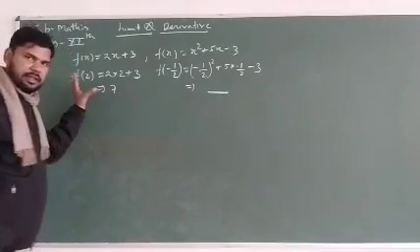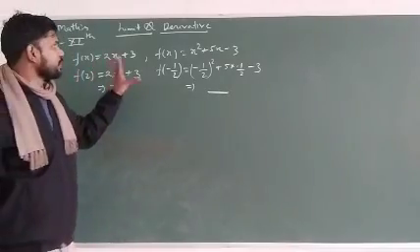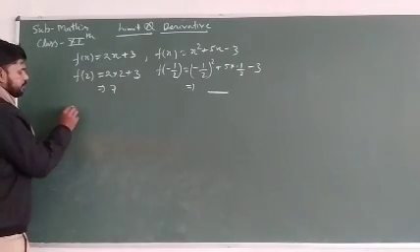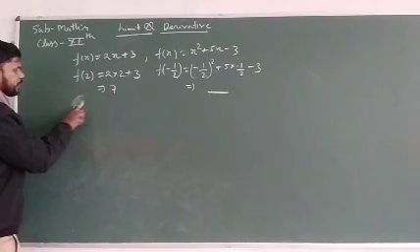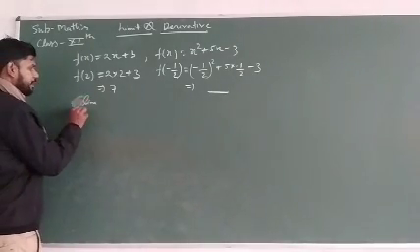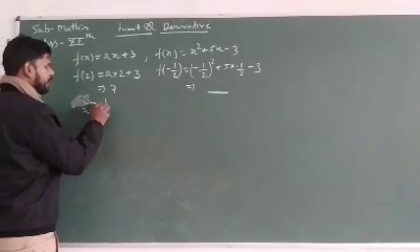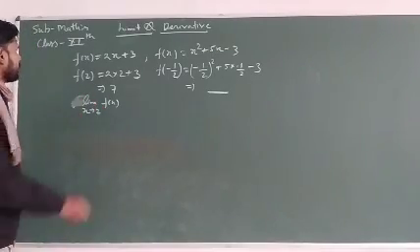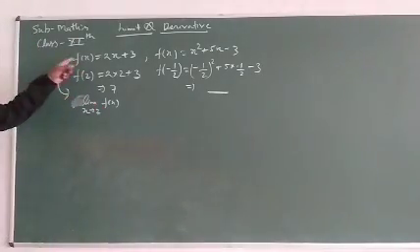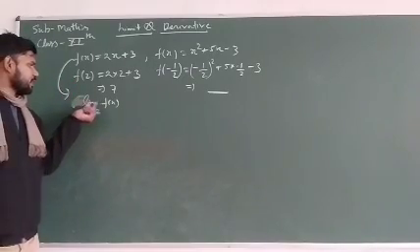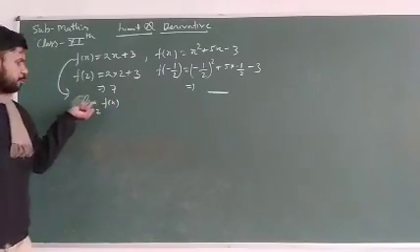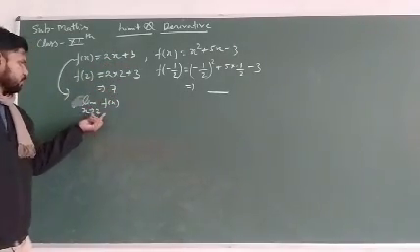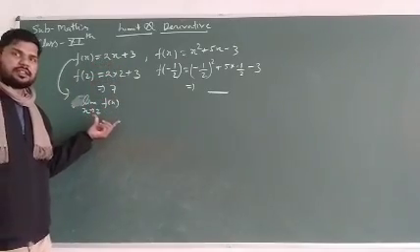Now with the same pattern, we will start the limit. Suppose a limit is given: limit x tends to 2 of f(x), where f(x) is the same function. This means you have to put this 2 again in this function and get the result.